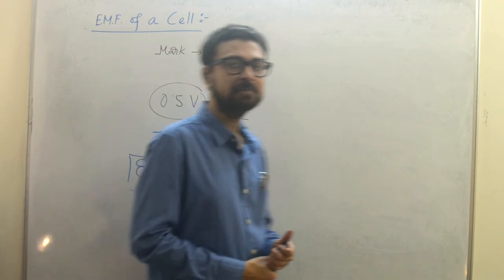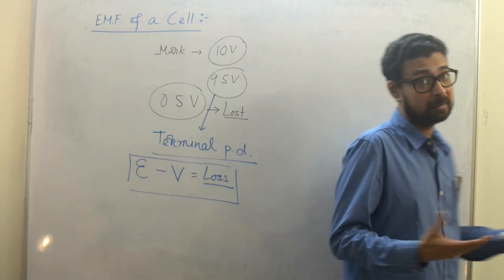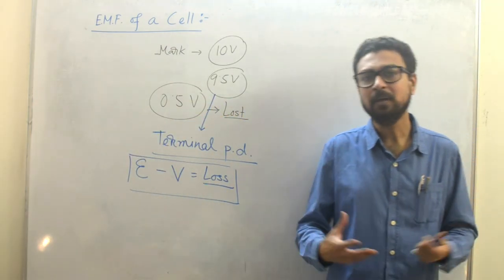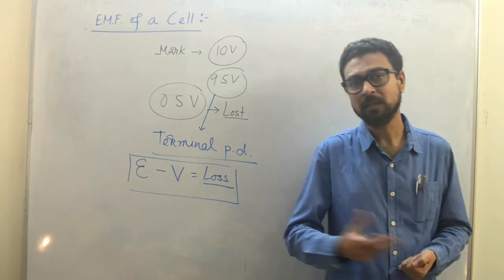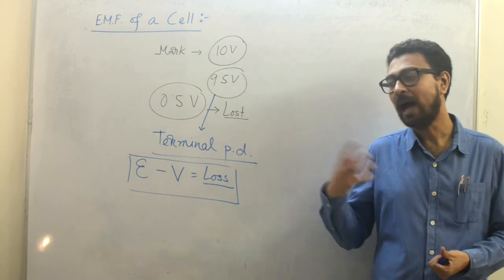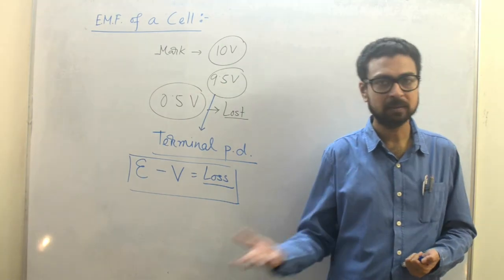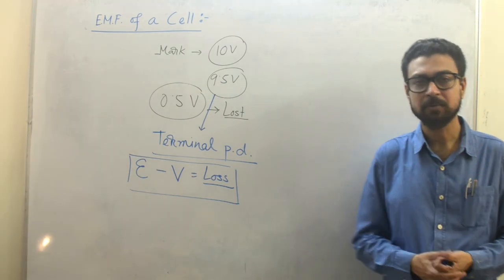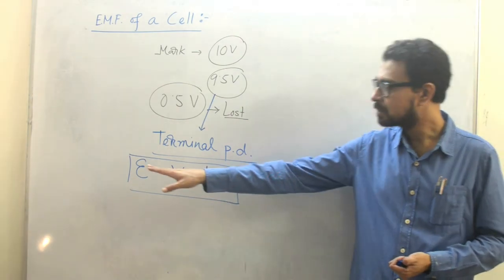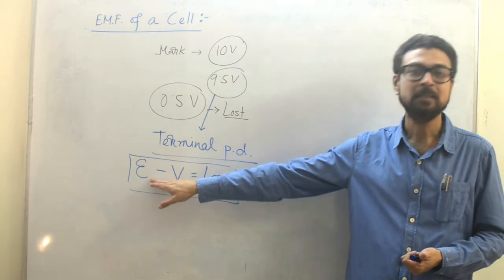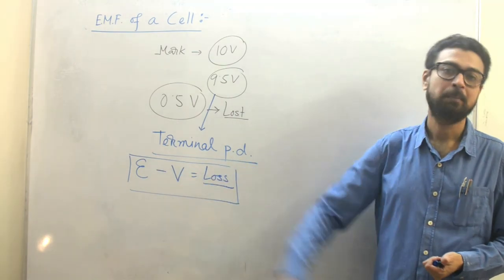Whenever any energy conversion occurs, there will be a loss. The simple loss is heat energy. Whenever any chemical reaction occurs, most chemical reactions are exothermic and they will liberate heat. Even with batteries, you will see that after a certain amount of use, they get heated up. So there will be a loss, and the EMF will be greater than the terminal potential.